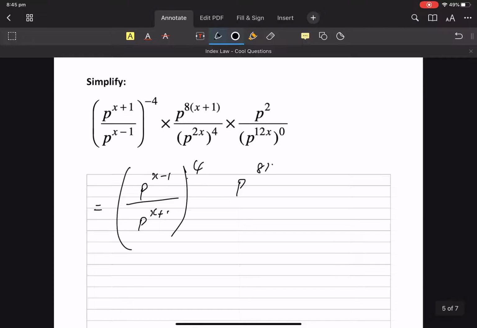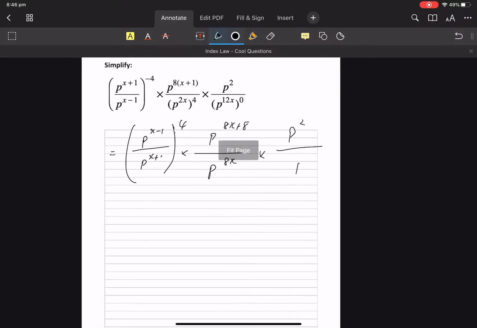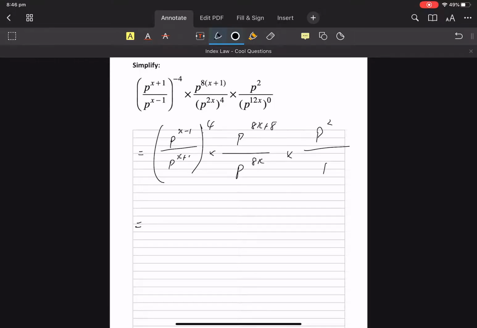P to the 8x plus 8 on p to the 8x, and p to the squared on 1. Let's take that 4 in. Oh, no, I won't. Yeah, let's simplify this.